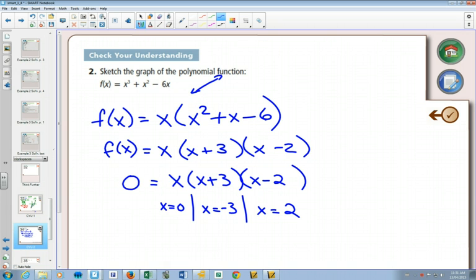Now, when you go to graph this, what you'll do for graphing it is you'll plot all of your x-intercepts. So there's 0, -3, and 2.